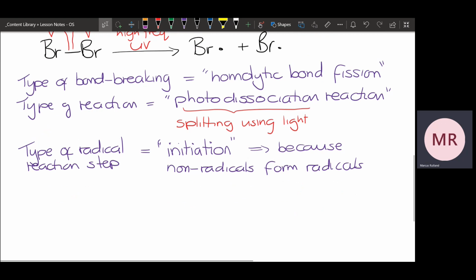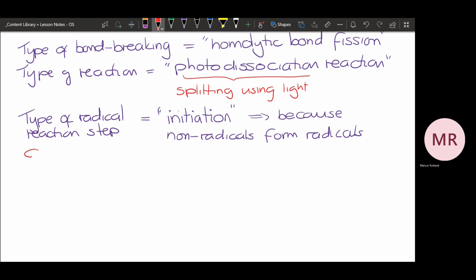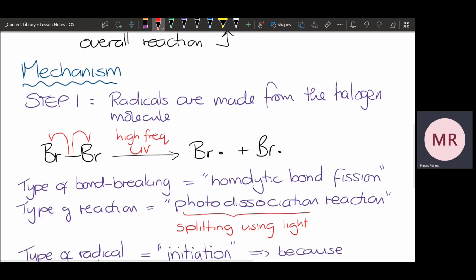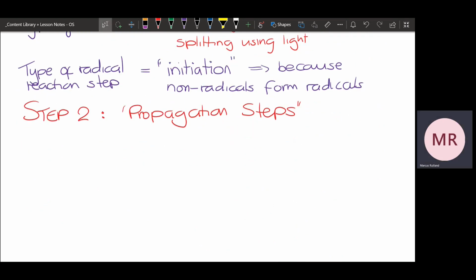What does the radical do? So step 2. The what are called propagation steps. Propagation, a word you find in gardening. You propagate plants, you sort of help them to grow. Anyway, it just keeps the reaction growing. You'll see this is what's called a chain reaction, because one step leads to the next step, leads to the next step, leads to the next step, and it will just keep going.